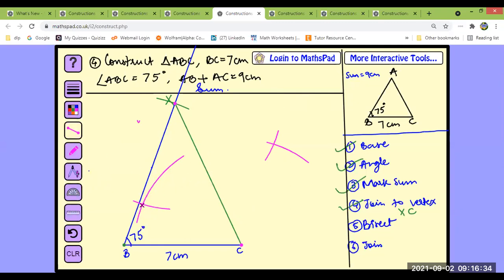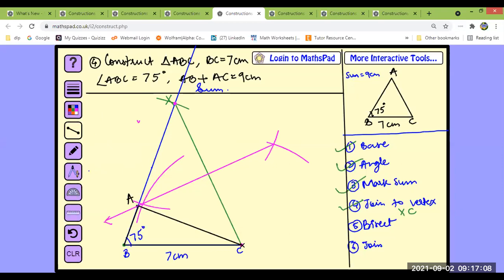Now joining these 2 lines, we have to extend in such a way so that it intersects the 75 degrees angle line. Okay, so it will intersect the blue line somewhere. So here it is intersecting the blue line at this point. And this point is our point A. So mark this as A, and joining A to C, we get the triangle ABC. So that's the triangle.